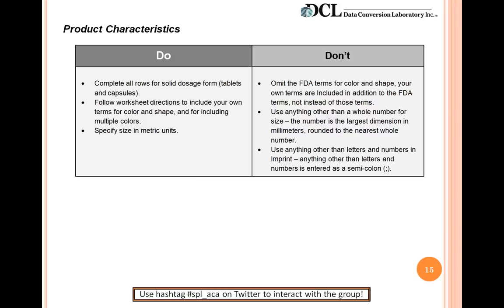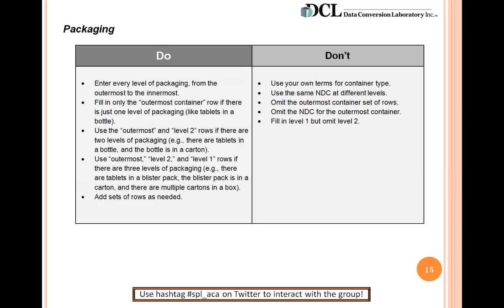Don't use anything other than a whole number for size, and don't use anything other than letters and numbers in an imprint. If you have a copyright symbol or a registered symbol or anything like that, you can't put it in. And don't try to describe it. If you have a stylized V in there, don't put stylized V. Just put V in there. And if you have something such as a copyright symbol that you can't reproduce, then use a semicolon as a placeholder for it, if you will.